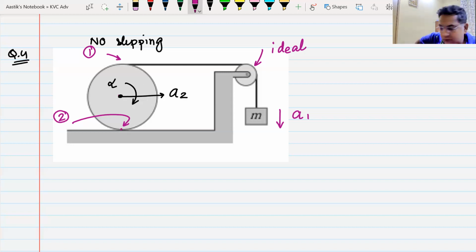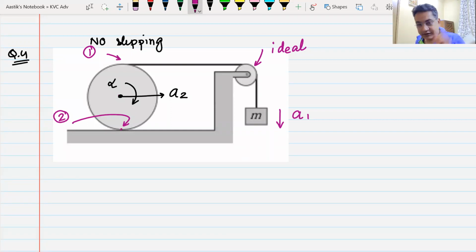Sir, A1 equals alpha R plus A2. That is the only relation. And A2 equals alpha R. So there are two relations. Yes or no? Yes, sir. So what is the relation? A1 equals 2A2. Yeah, that is correct. A1 is 2A2.